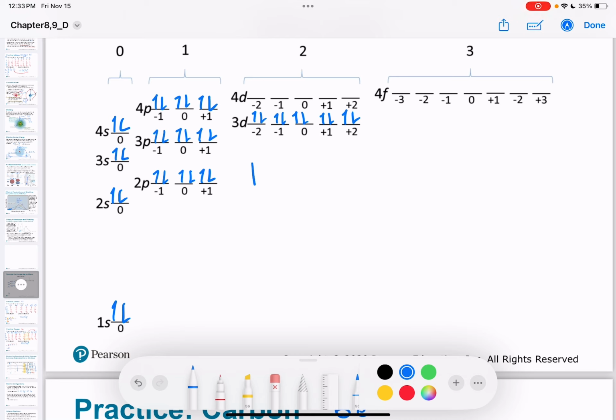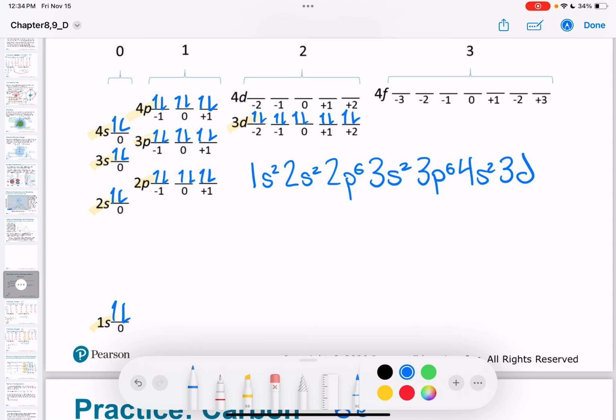And now we're going to summarize it in the electron configuration by going in order: 1s, 2s, 2p, 3s, 3p, 4s, 3d, 4p, and indicating how many electrons are in each of those. So 2 electrons in the 1s, 2 electrons in the 2s, 6 electrons in the 2p, 2 electrons in the 3s, 6 electrons in the 3p, 2 electrons in the 4s.